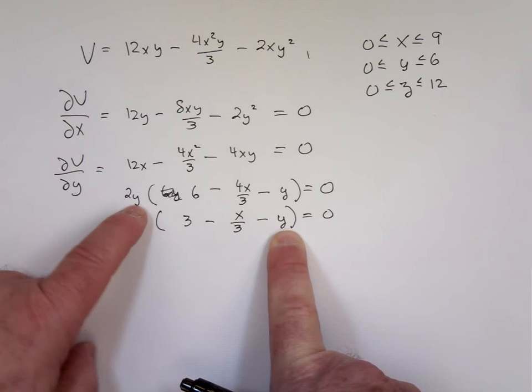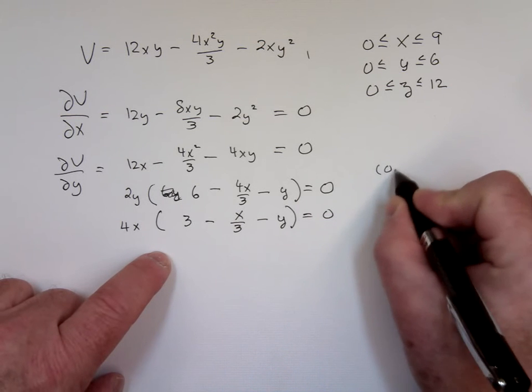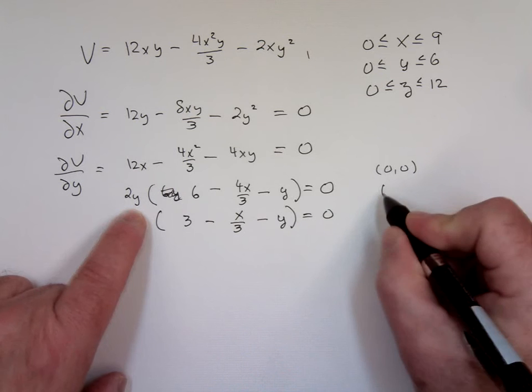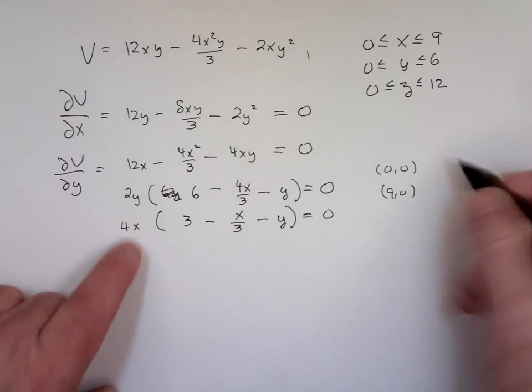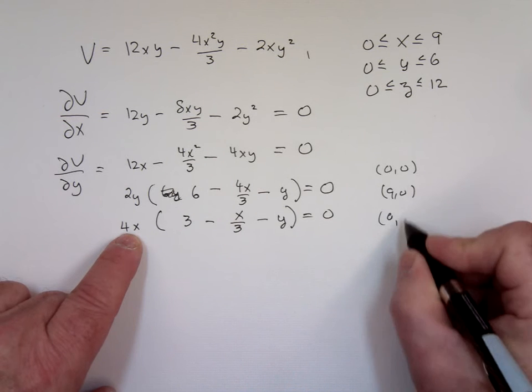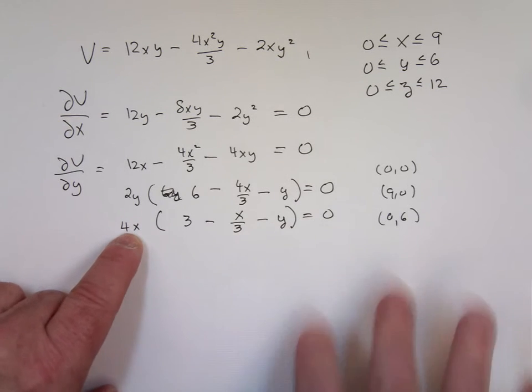All right, so here we got the critical values. 0, 0 is a critical value, okay? We've got 9, 0 is a critical value. Now let's let x be 0, and if y is not 0, y is 6. These are all critical values because they cause both partial derivatives to be equal to 0. All right, check that out. None of them do we care about.